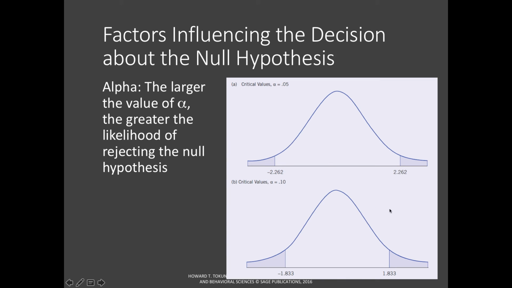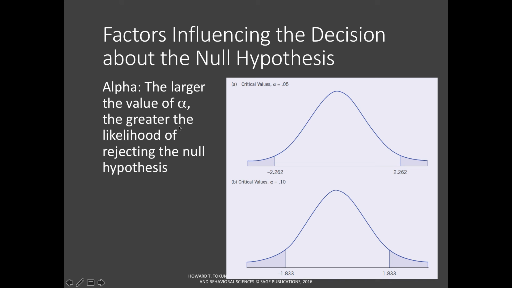So if your homework asks about the change in the alpha value and rejecting the null hypothesis, the larger the alpha, the more chance that you will reject the null hypothesis. The smaller the alpha, the less likely that you'll reject the null hypothesis.